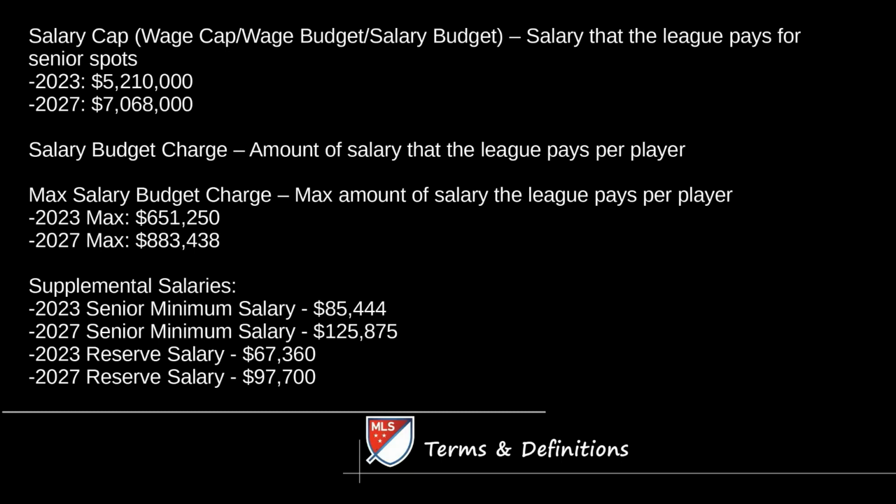The max salary budget charge is the max amount of salary the league will pay per player. In 2023, $651,250 is the max salary that the league will pay for that player. That doesn't mean that's the max salary you can offer. We'll get into that later. That's just what the league will pay for. In 2027, you can see how it's increased.